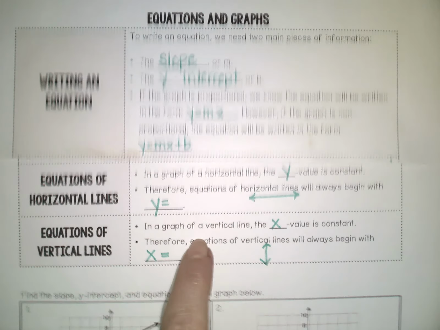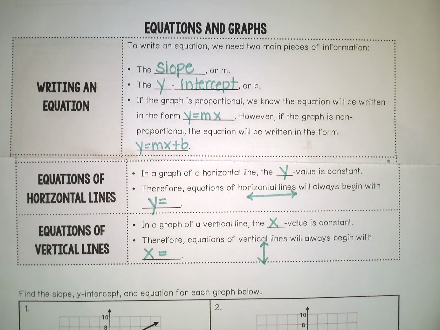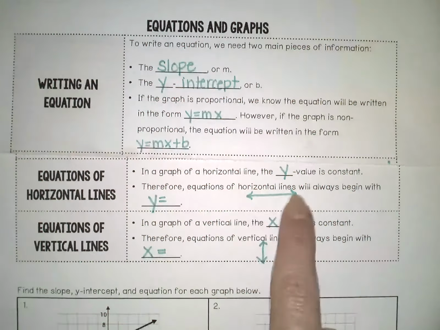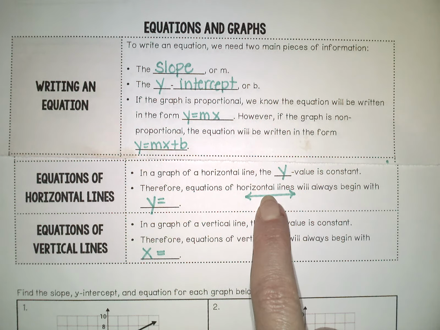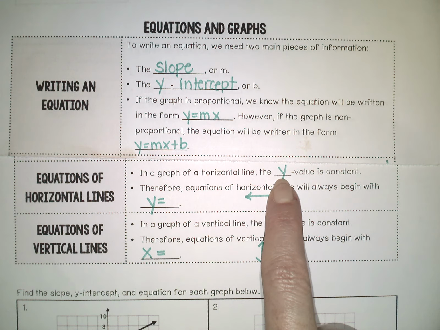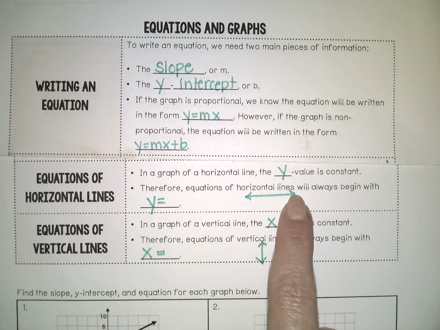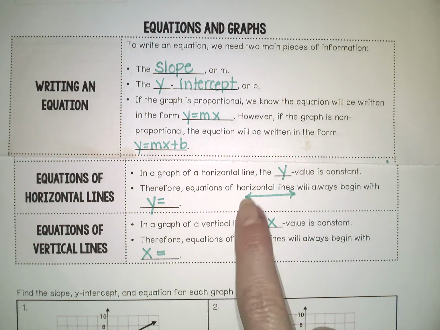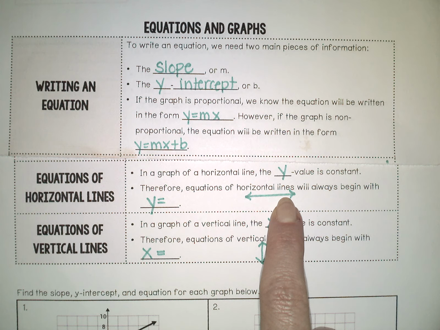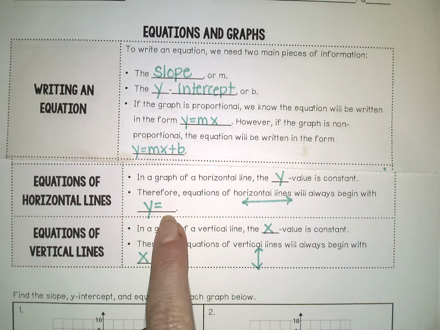Let's review these two. The equations of horizontal lines: remember, a horizontal line goes left to right, and the y value is constant. If you think of that line as an arrow, or a spear, and spear it through, which axis would it go through? That would go through the y-axis. Therefore, all equations of horizontal lines will begin with y equals.